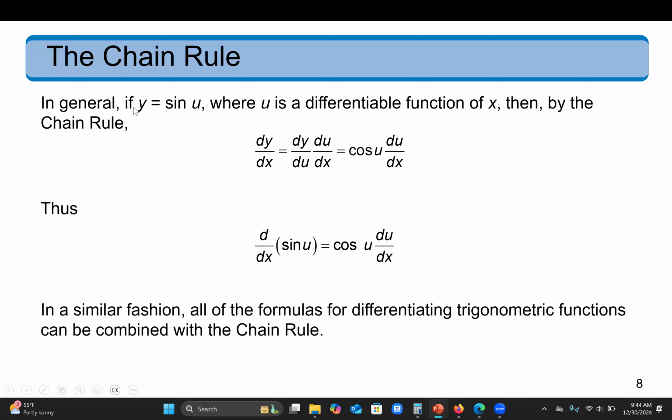For example, y equals sine u, where u is a differentiable function of x. This means we have a composite function. Then we can write dy/dx equals dy/du times du/dx. Now dy/du, the derivative of sine u, gives us cos u. Then whatever u is, we find the derivative of it also, du/dx. So dy/dx of sine u gives us cos u times du/dx.